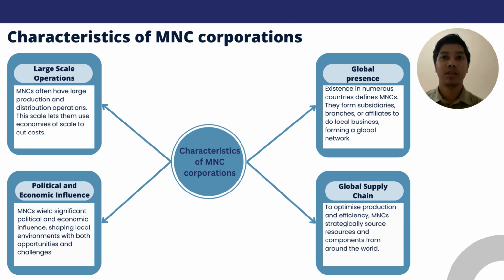So for the first one is large scale operations. MNCs typically engage in extensive operations, so that they can boast a significant scale of production and distribution. This scale allows them to leverage economies of scale and achieve cost efficiencies.